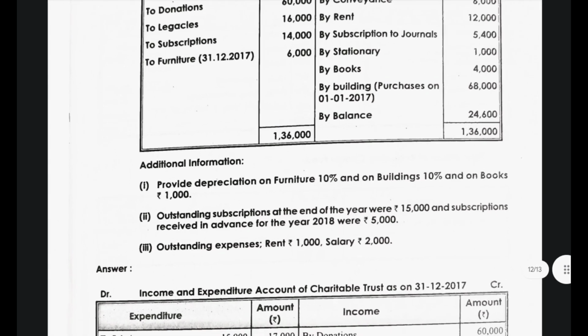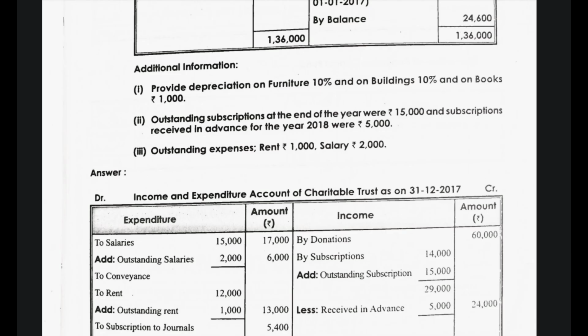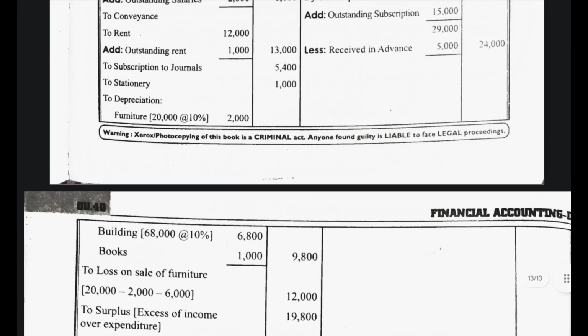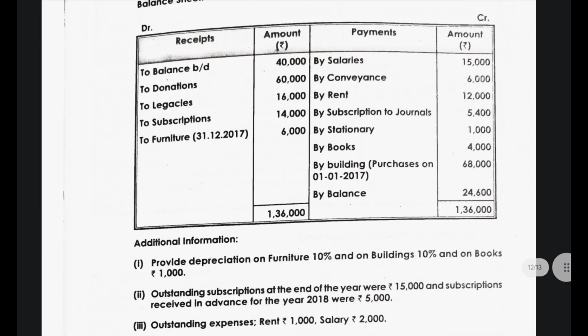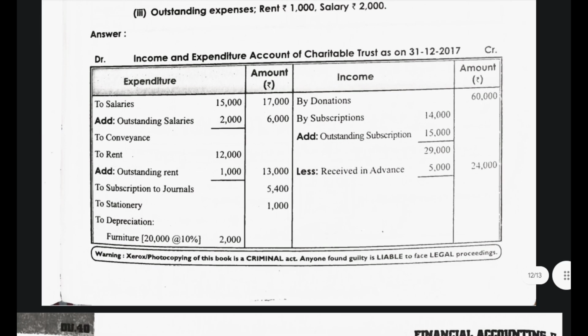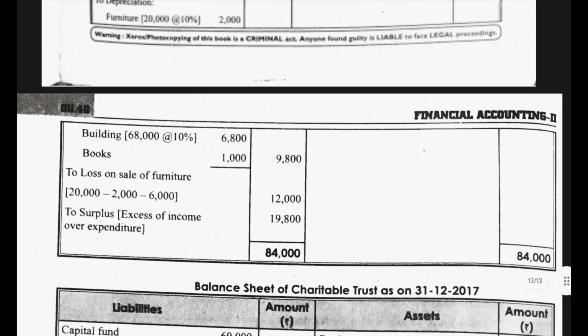Subscription 14,000 it has given, whereas outstanding subscription is given in the adjustment. And subscription received in advance for the next year also. Next year means we have to minus, current year means we have to add. So 15,000 we are adding, and subscription received in advance we are deducting. So 24,000 subscription we are getting it here. Now next, after subscription, this furniture already we have taken, so only two items, donation and subscription only we have to take it on the income side. Now we have to add these items. The income side we are getting 84,000.